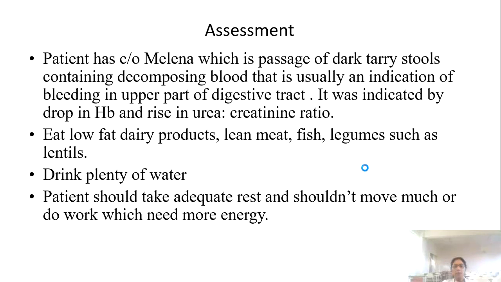Assessment: the patient has a complaint of melena, which is the passage of dark tarry stools containing decomposing blood, usually an indication of bleeding in the upper part of the digestive tract. So it was indicated by a drop in hemoglobin and a rise in the urea creatinine ratio. Eat low fat dairy products, lean meat, fish, legumes such as lentils, and drink plenty of water. The patient should take adequate rest and shouldn't move much or do work which needs more energy.